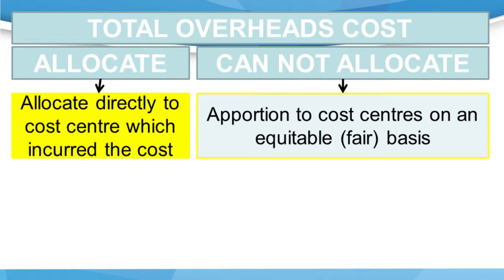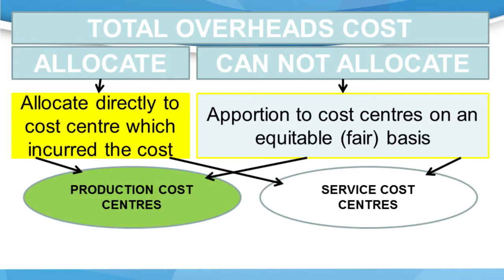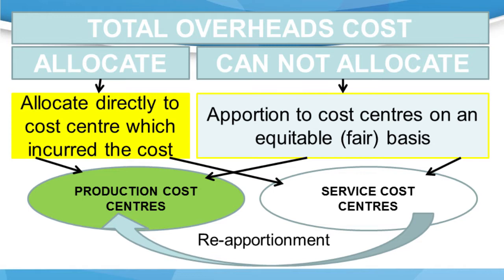We will then have a number of departments, each of which will have been allocated and apportioned overheads. These will include both production and non-production or service departments. Finally, we need to reapportion the service centre overheads to the production centres so that only production departments have any overhead costs attached to them.